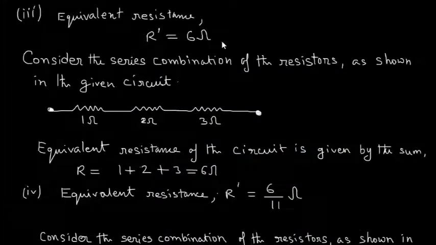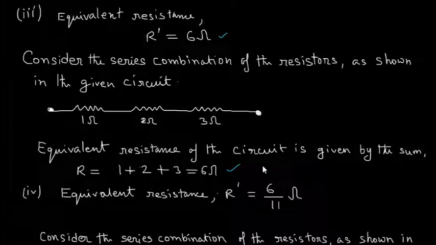Third part, equivalent resistance R dash is equal to 6 ohm. Consider this series combination of resistors as shown in the circuit. 1 ohm, 2 ohm and 3 ohm are in series. Equivalent resistance of the circuit is given by the sum of individual resistances, that is R dash is equal to 1 plus 2 plus 3, that is 6 ohm.